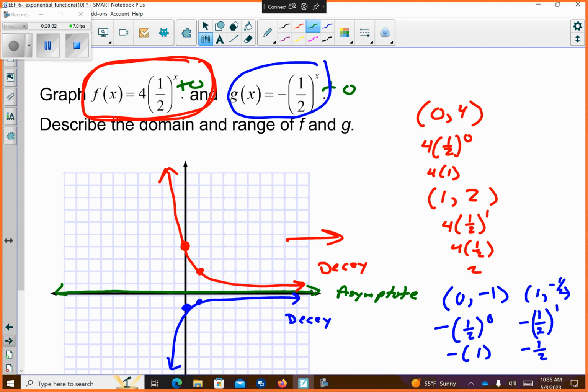Was there a question? All right, friends, for this last one, the domain for both of these will be what? The domain for both of these is what? Negative to positive infinity. All right. So I'm going to do the range on the red first. What's my lowest y value I'm going to have? It's my lowest y value on the red. 0. So it's going from 0 to infinity.